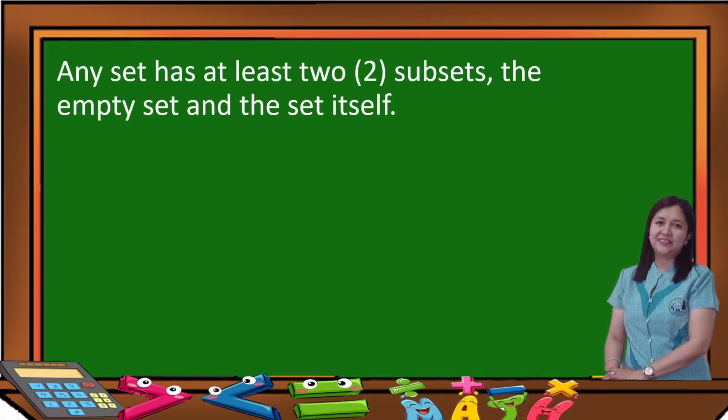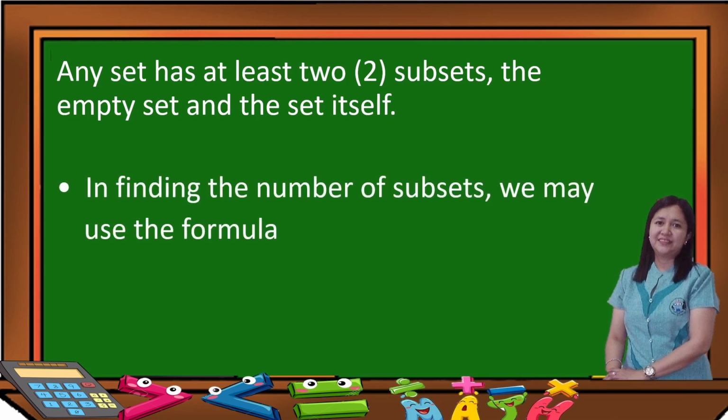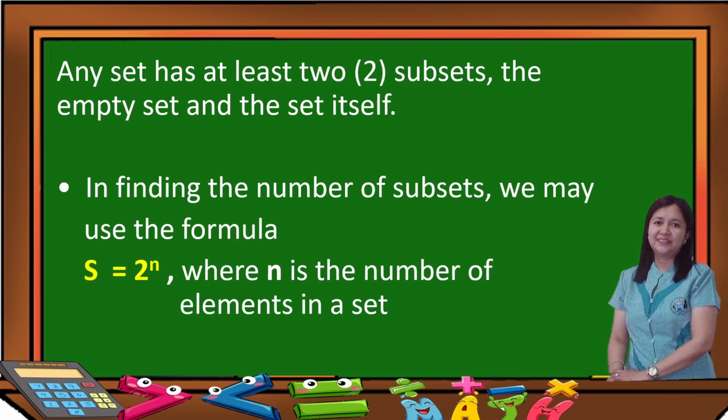Any set has at least two subsets, the empty set and the set itself. In finding the number of subsets, we may use the formula S, which stands for the subset, is equal to 2 raised to n, wherein 2 is the base and n is the exponent. Now, the exponent n represents the number of elements in a set. Let us apply the formula later.